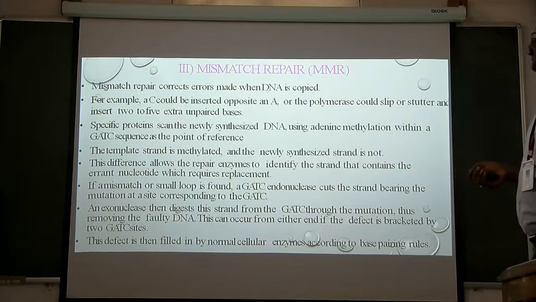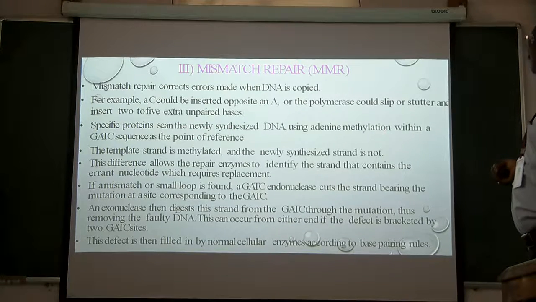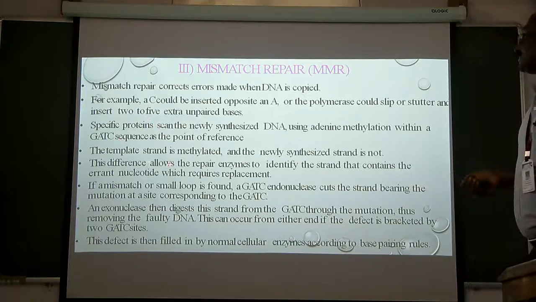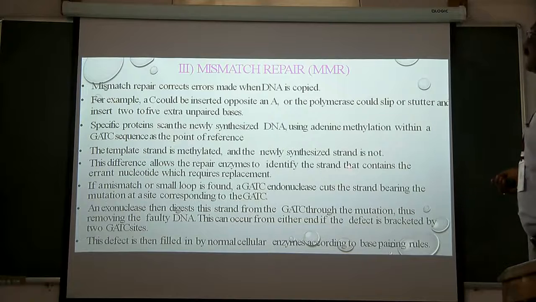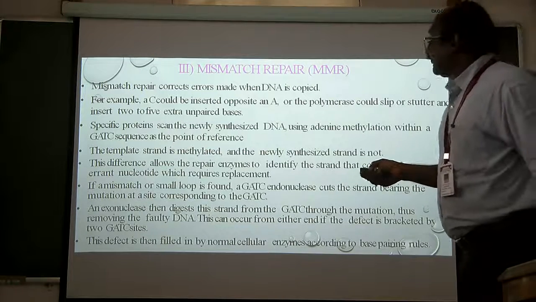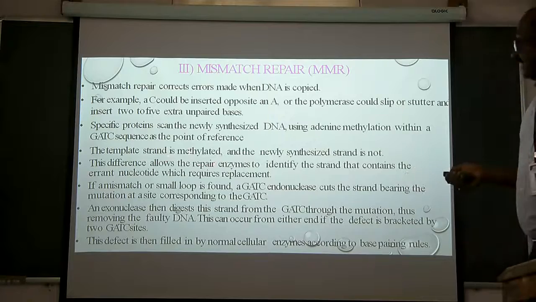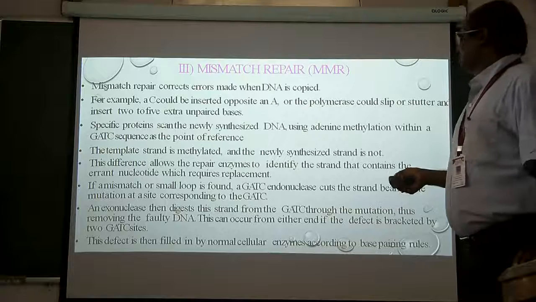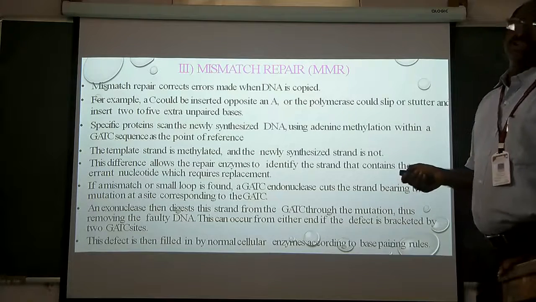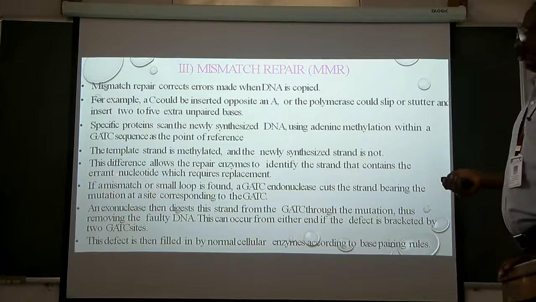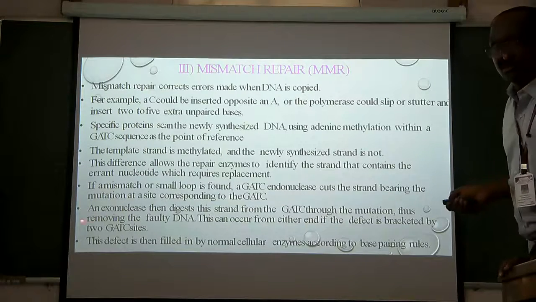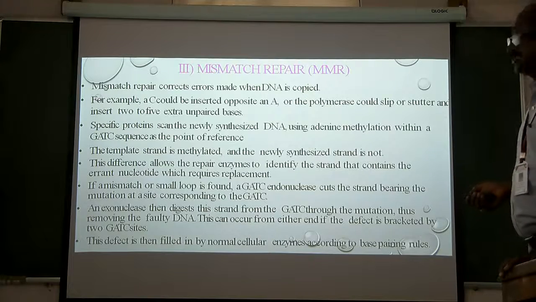So specific proteins scan the newly synthesized DNA, using adenine methylation at the GATC sequence as the point of reference. The template strand is methylated and the newly synthesized strand is not. This difference allows the DNA repair enzymes to identify the strand that contains the errant nucleotide, which requires replacement of the DNA strand. So if a mismatch or a small loop is found, a GATC endonuclease cuts the strand bearing the mutation at the site corresponding to the GATC.